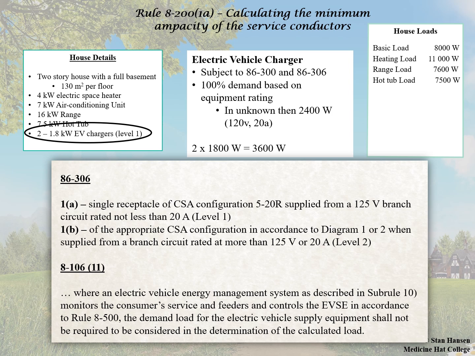8106 subrule 11 also states that if we do have an EV EMS system, electric vehicle energy management system, installed, then we can safely just ignore the EV charger, because remember that the purpose of the EV EMS is to balance out your EV charger with the rest of the service. So if we do have one installed, we don't need to put that into our service calculations.